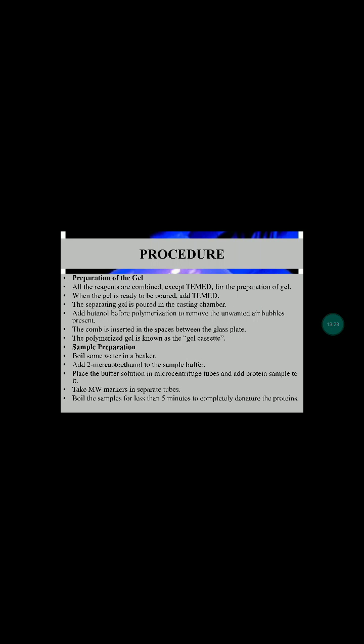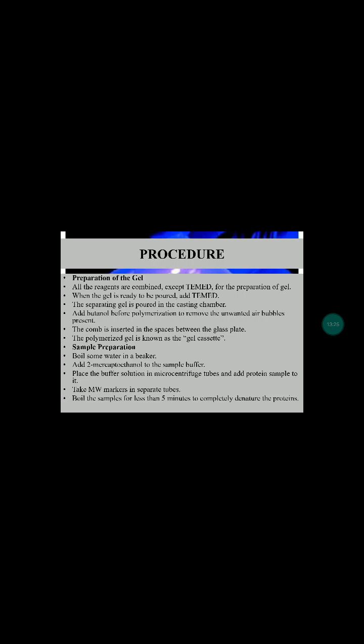The different pH buffer systems and the stacking gel. A buffer is required for electrophoresis. Usually a discontinuous buffer is used. That means the pH of the buffer in the gel is different from the pH of the buffer in the gel tank. In the stacking gel, pH 6.8 is used, and in the running gel, pH 8.8 buffer is used.